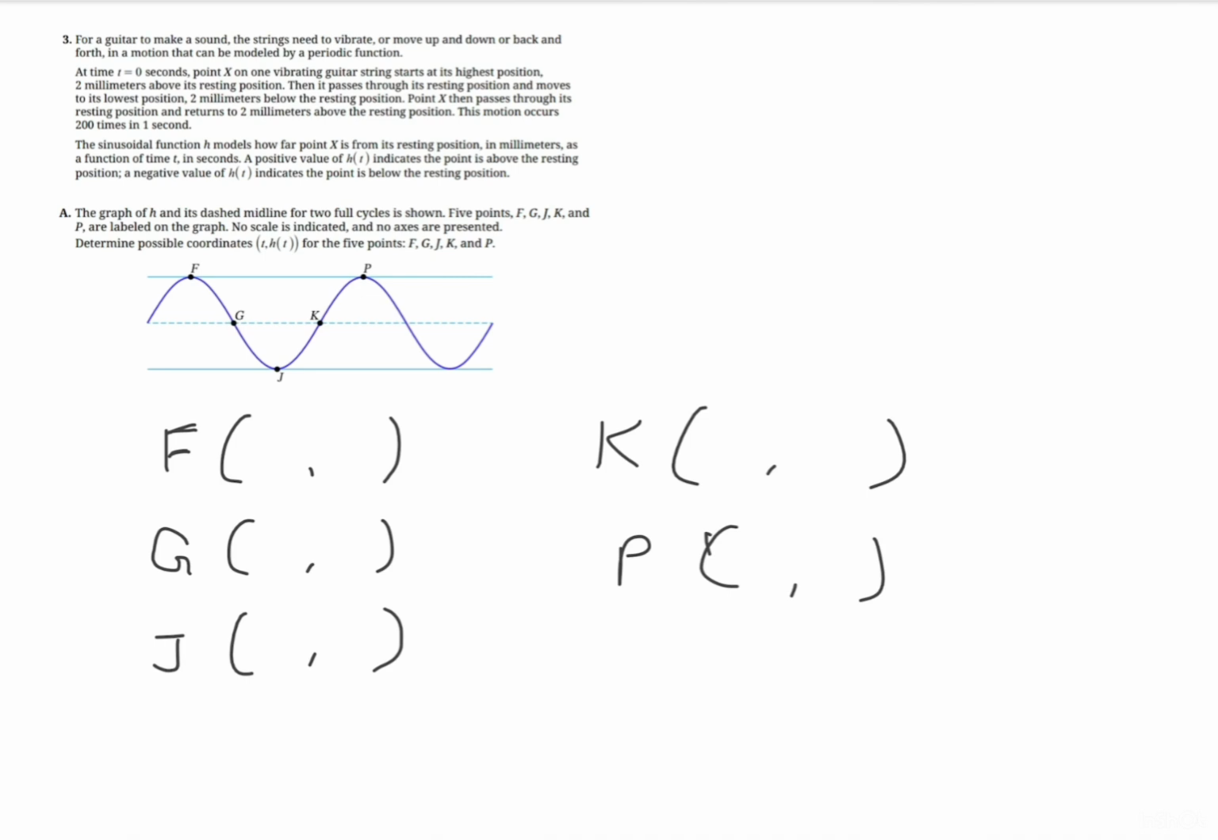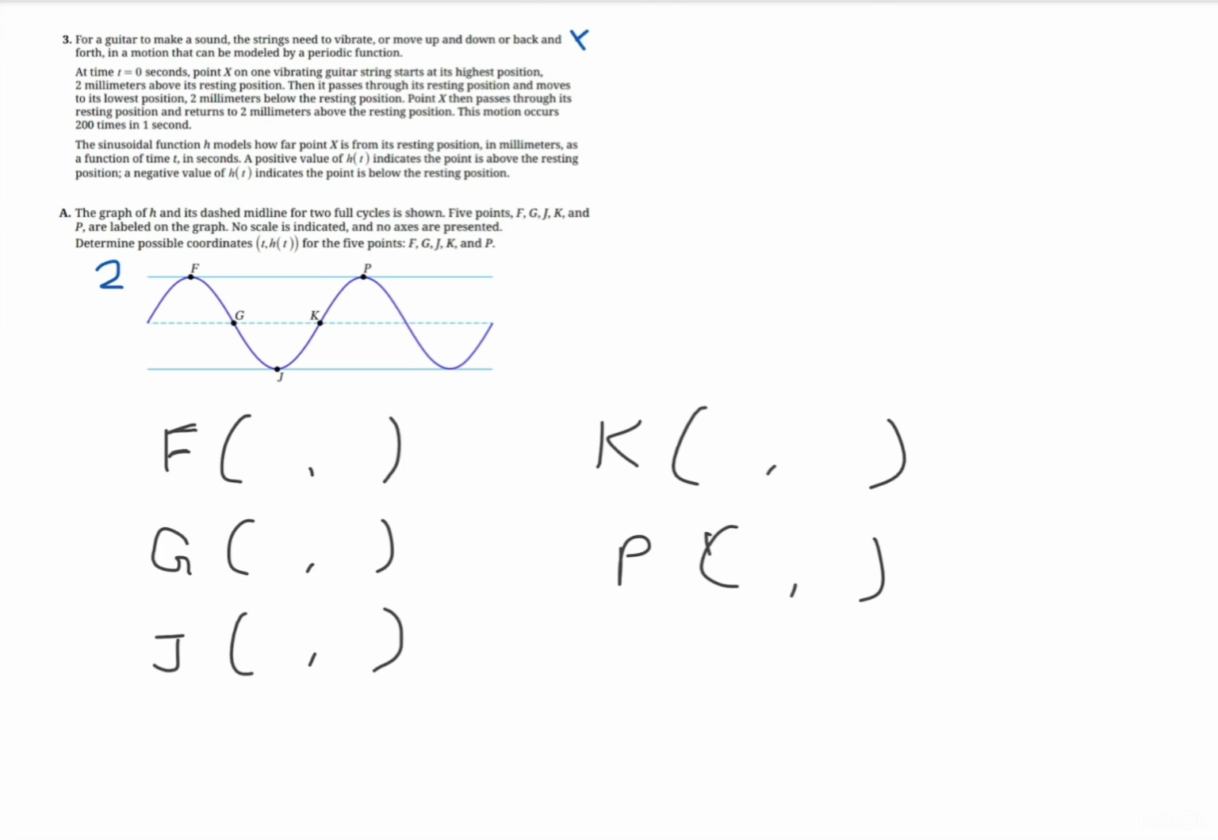So we'll start. For a guitar to make a sound, the strings need to vibrate or move up and down or back and forth in a motion that can be modeled by a periodic function. Okay, that tells us nothing. At time t is equal to 0 seconds, point X on one vibrating guitar string starts at its highest position, 2 millimeters above its resting position. Okay, which means that this entire line would be y equal to 2.